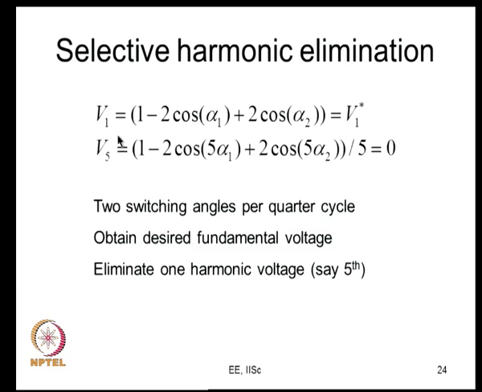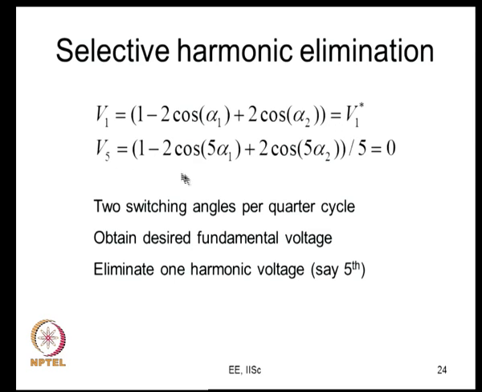So, now you have your V 1, and this V 1 is 1 minus 2 cos alpha 1 plus 2 cos alpha 2; this V 1 star is one of the equations now. You want to choose your angles alpha 1 and alpha 2 such that your fundamental voltage is equal to the desired fundamental voltage, let us say 0.8 per unit or 90% or 70%, something; this is the desired voltage that you want. So, this is one equation for you. The second equation: let us say you want to eliminate the fifth harmonic voltage.